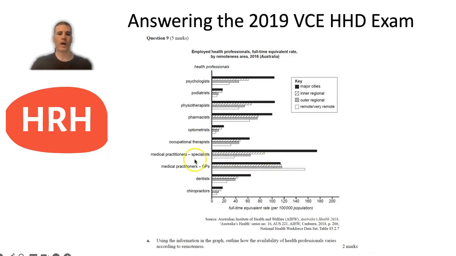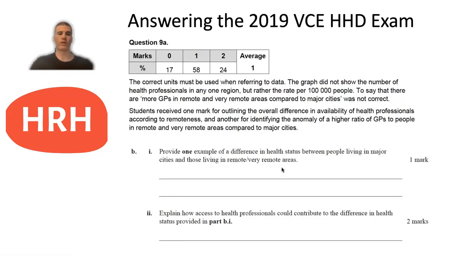You can see there's one example that doesn't align with that trend or that relationship, and that is here for medical practitioners and GPs. It's actually the opposite for medical practitioners or GPs. So that was the second point that would have gotten you the 2nd mark.